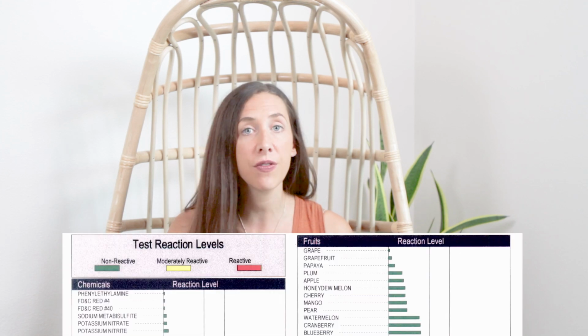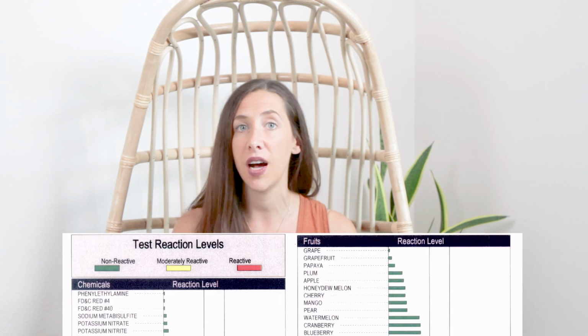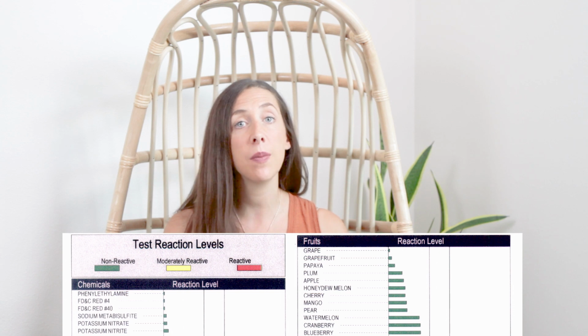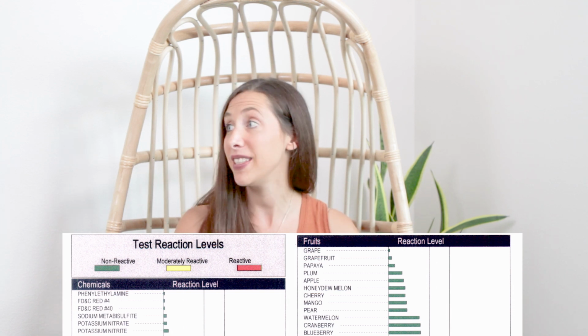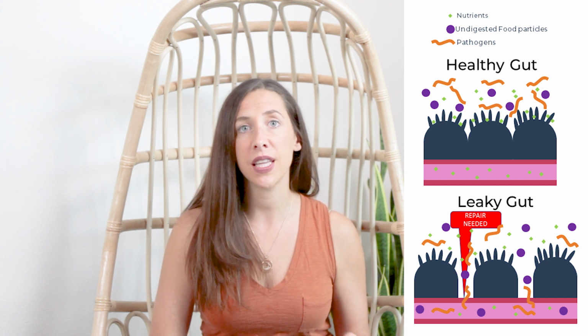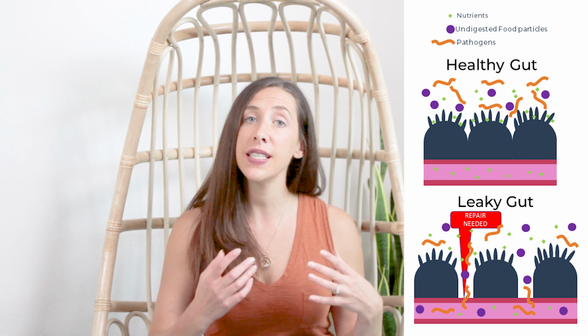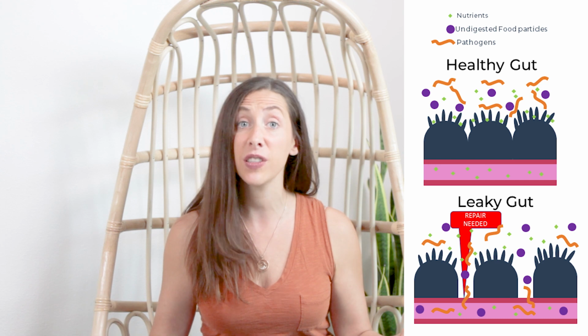So let's unpack a little bit about that color spectrum and what that means and how we navigate the results in clinic. So you will see on your MRT results, there's 3 different colors. Green is going to represent non-reactive, yellow is going to be a moderate reaction, and red, like Becki said, is a severe reaction. If we see in an individual's results that they have 2 or more reds, this is highly indicative of severe leaky gut.